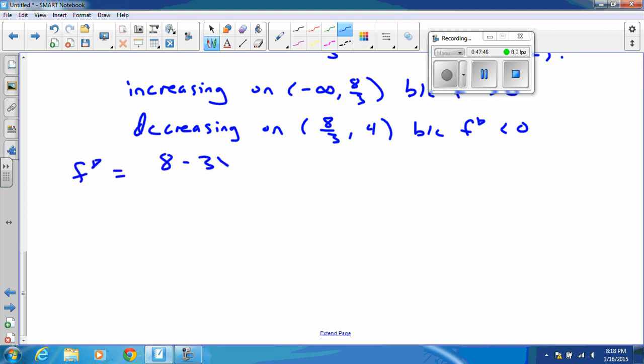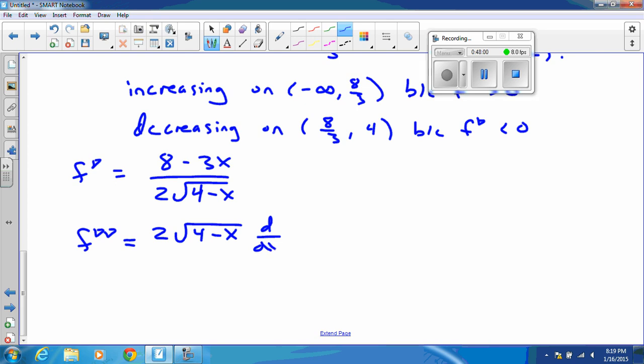Okay, good. So already I have a sense of what my graph is going to look like. Going back up to my graph, if this is 8/3 right here, or 2 2/3, then my graph is going to go up, and then it's going to go down, just like that. The question is, will it be concave up or concave down? So that brings us to our second derivative.